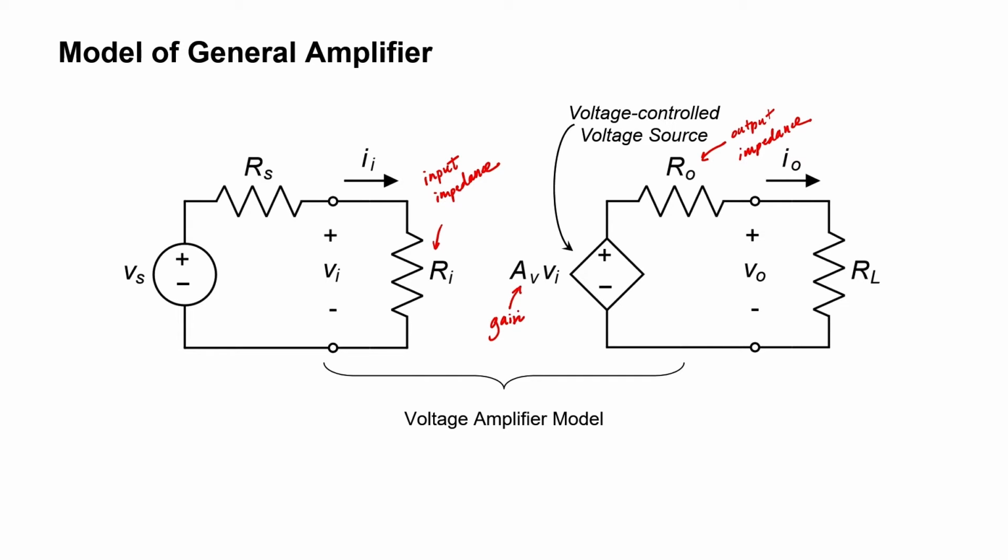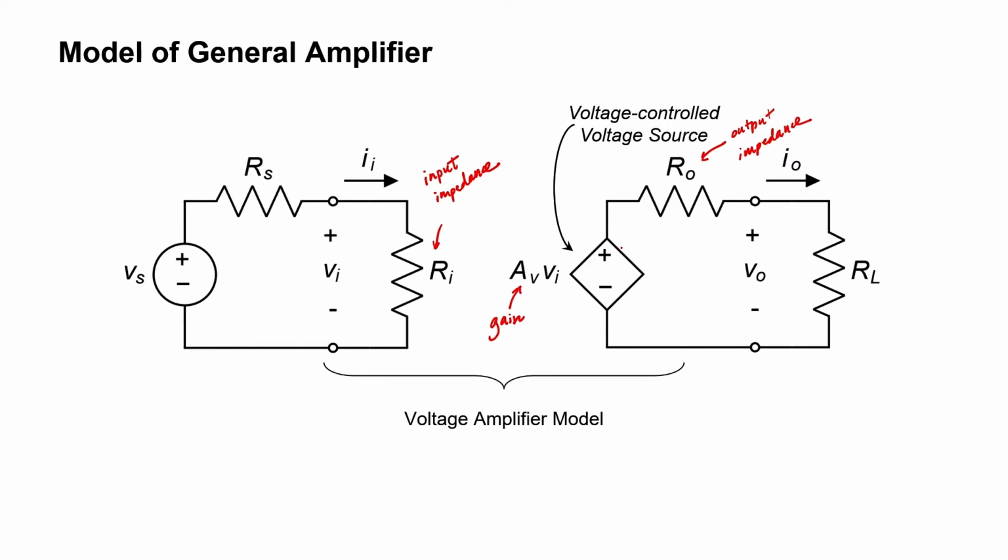You might notice that our source over here at the left, V sub S, is drawn with a circle, but our source here inside the amplifier is drawn with a diamond. That's because it's a controlled source. It depends on some other source. In this kind of general amplifier that I'm showing right now, we have only one input.